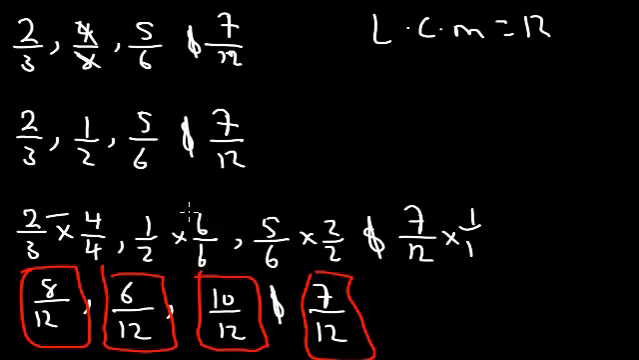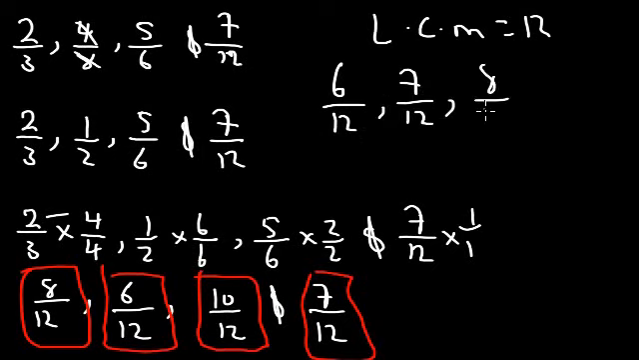Having done this, we can now arrange this in ascending order. So the least is 6 over 12, then followed by 7 over 12, then 8 over 12 follows. And lastly, we have 10 over 12. Don't leave your answer this way, you need to reduce back to the simpler form.